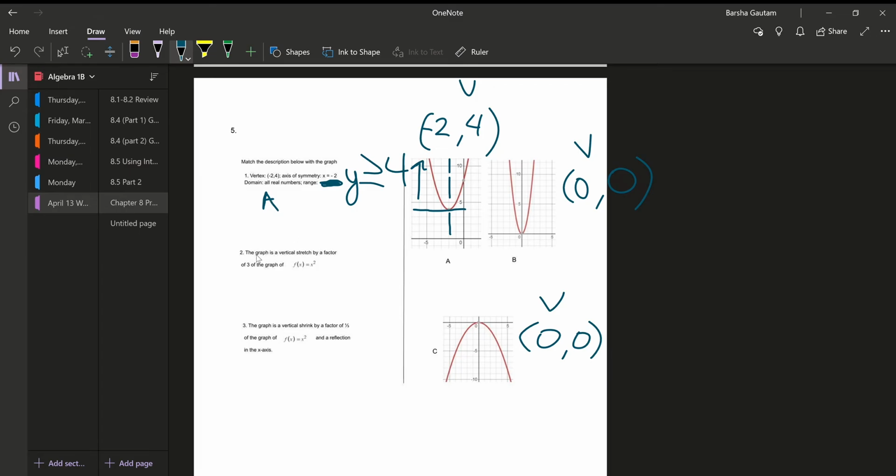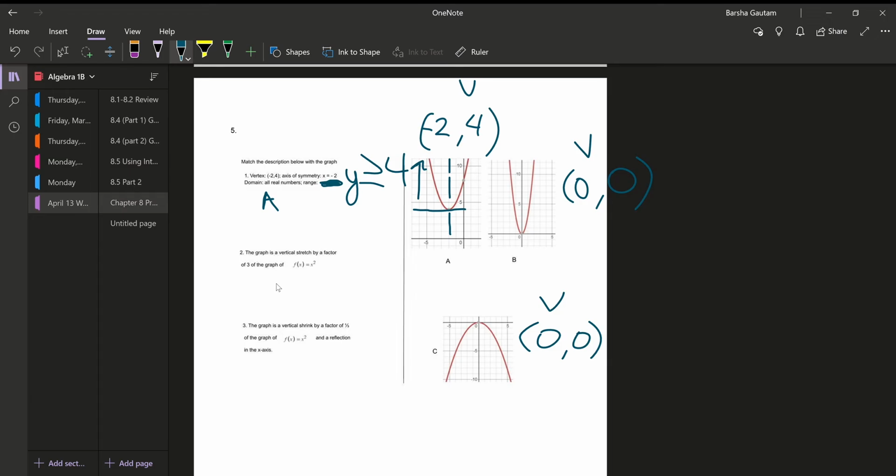For number 2, it says that the graph is a vertical stretch by a factor of 3 of the graph of f of x is equal to x squared. So a vertical stretch is when you have a graph that looks skinnier than the original. And a vertical shrink is going to look wider than the original graph. But don't be tricked by how the graph just looks, right?